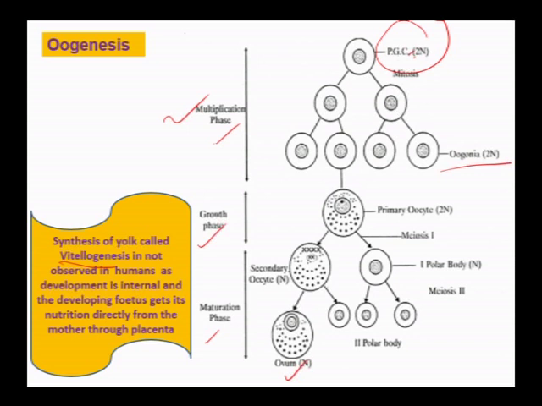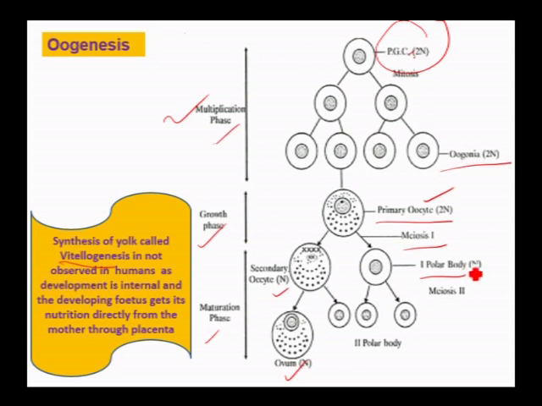Anyhow, the grown cells are called primary oocytes. They are diploid in nature. Primary oocytes undergo the maturation phase. Primary oocytes undergo meiosis 1, which is an unequal division. As a result, the primary oocyte gives rise to one larger cell, called the secondary oocyte, and a smaller body, known as the first polar body or first polocyte.